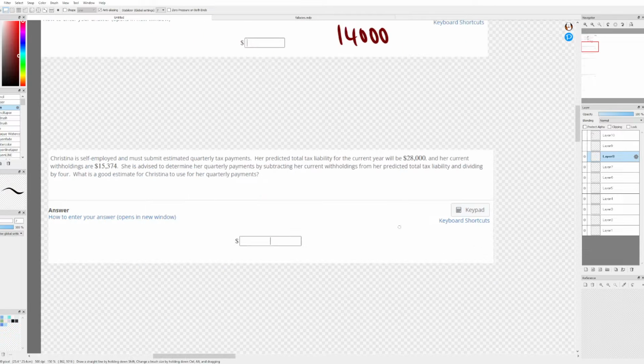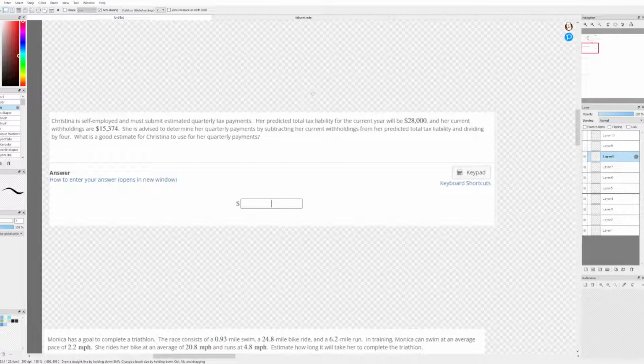Another example would be this one where it's asking you to estimate quarterly tax payments. It gives us her current liability, which is 28,000, and her current withholdings, which is 15,374. We're going to round down in this case, just because we'll keep it on the 5. So 15,000. I guess it doesn't technically specify which place, but it's just whichever would be closest. I don't think it cares too much. You just want to do the more accurate one, essentially, to the point where it does make calculating easier at the very least.